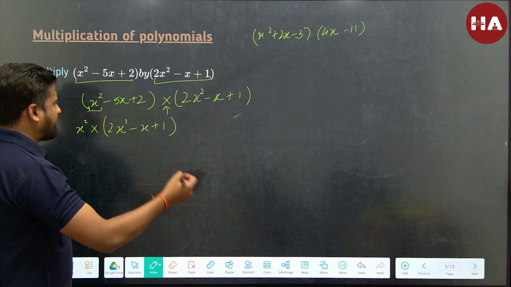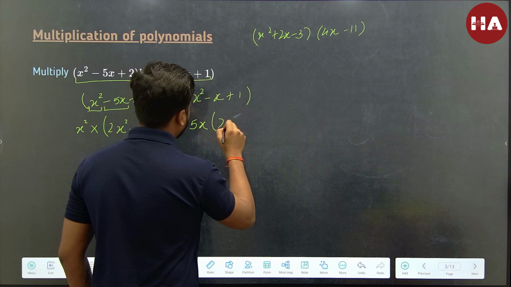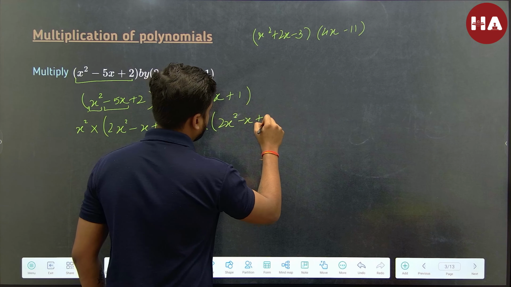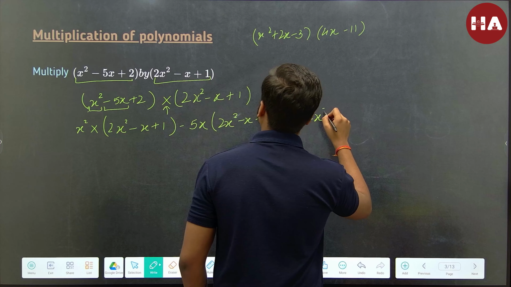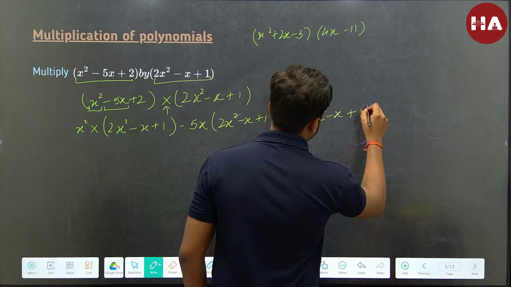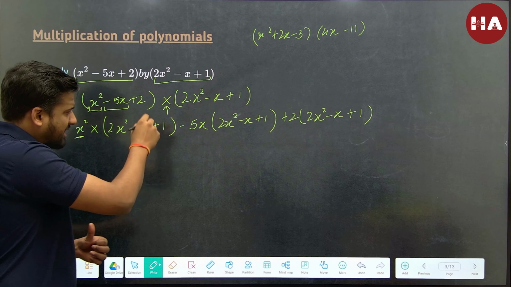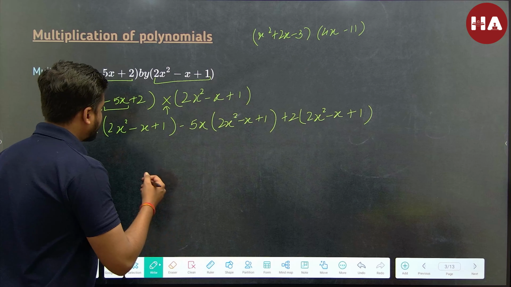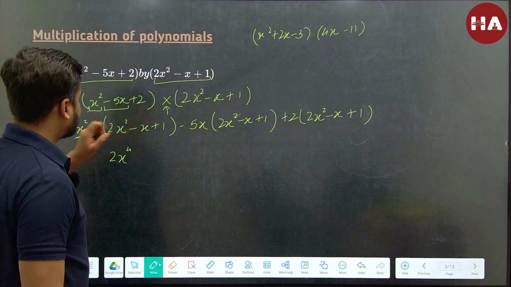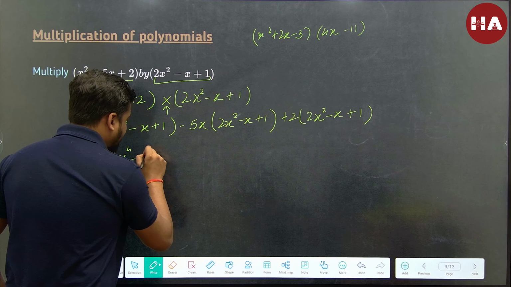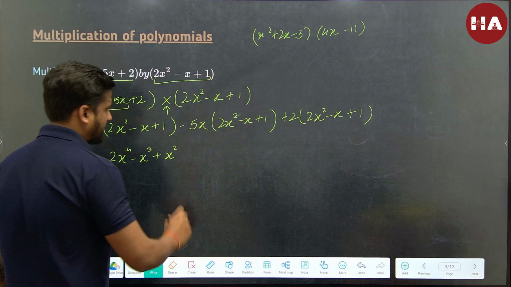Now we'll follow the same step, we'll pick the second term and we'll multiply it with the entire second bracket. Now we'll pick the third term and again multiply it with the second bracket, right? Now just multiply this term one by one inside the bracket. X square times 2x square is 2x to the power 4. X square times minus x is minus x cube, and x square times plus 1 is plus x square, right?